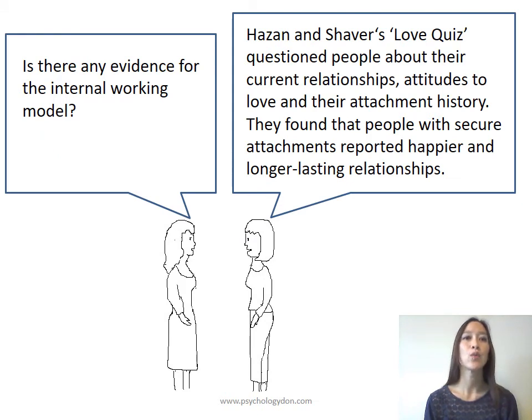Evidence for the internal working model comes from Hazan & Shaver's Love Quiz. They put a quiz in a newspaper questioning people about their current relationships, attitudes to love, and their attachment history. They found that people with secure attachments reported happier and longer-lasting relationships.